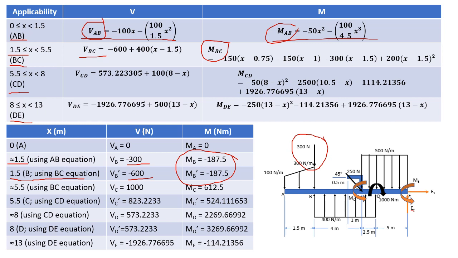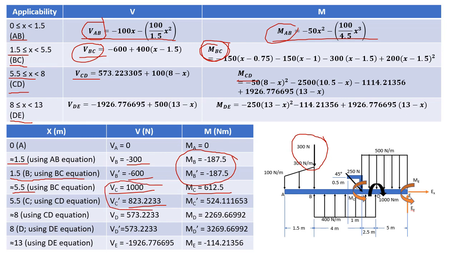Okay. Next, we will still be using the equation for BC here, V and MBC, at x equal to almost 5.5. So instead of using 5.49999, just use 5.5. Take note that VC would be 1000 and MC would be 612.5. Now use VCD and MCD to get the V and M at x equal to 5.5 here, since that's the applicability. And what do we obtain? We have 823.2233.